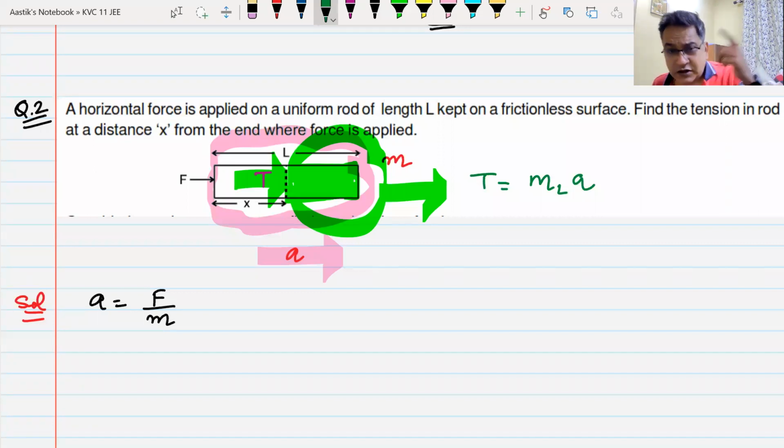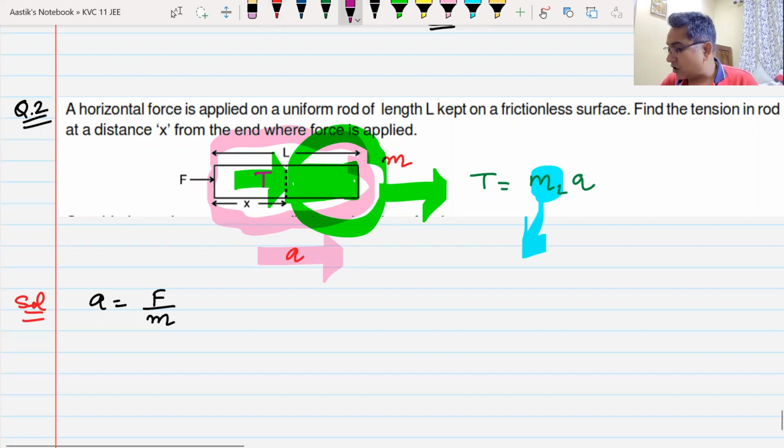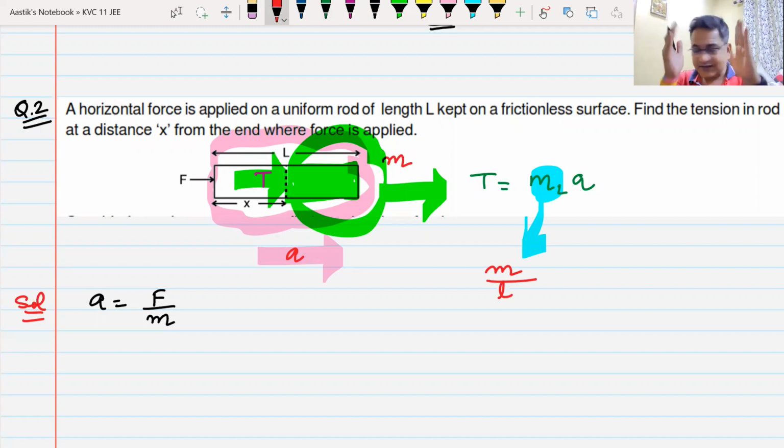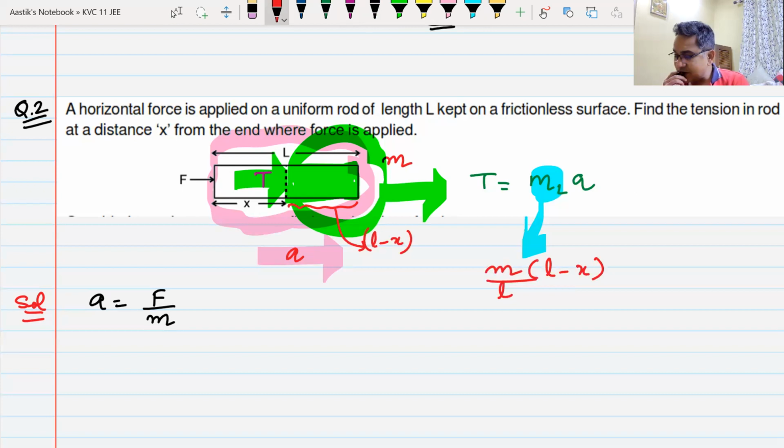Sir. Now, how do I find the mass of this portion? This is not physics, this is maths. The mass of the entire rod is m. Yes or no? So the mass of a unit length will be m divided by L. I have to find the mass of length L minus x. This distance is L minus x. So what will be the mass of the L minus x portion? It will be m by L multiplied by L minus x. Do we understand this?